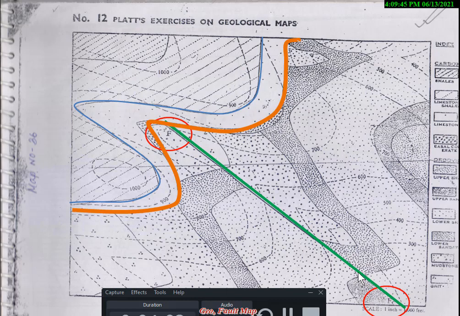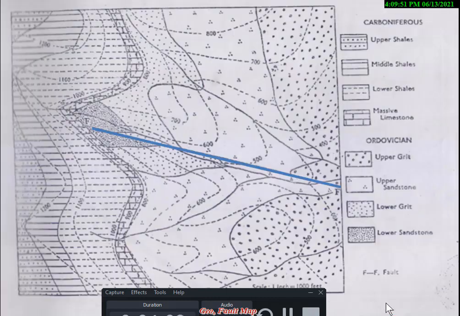Also, F indicates definitely it is a fault line. Okay, now you see here this is another fault line. Here you see F and another F. So this indicates this fault line, and also if you study the bedding line, this bedding line disappears here and appears here. So it's a fault line.